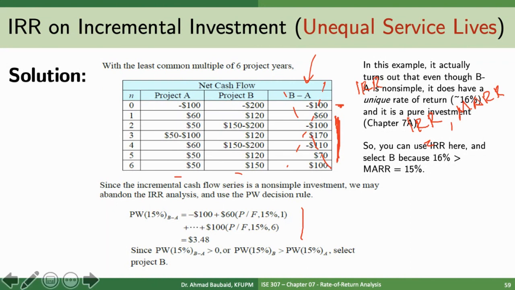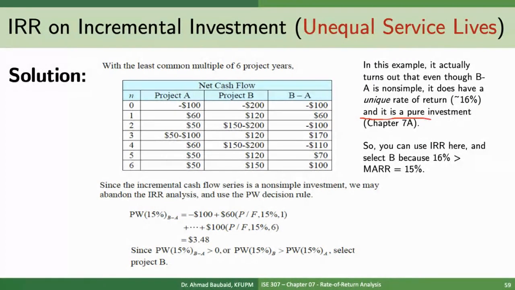So I think I write that here maybe. So yeah, even though B minus A is non-simple, it does have a unique rate of return, and it is a pure investment, which is in chapter 7a. So you can use IRR here, and you can select B.